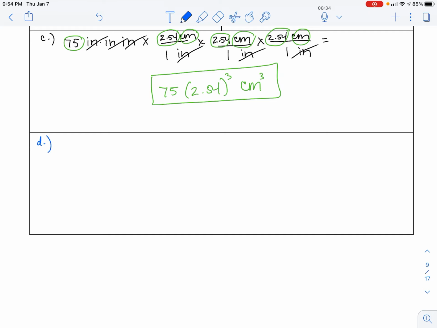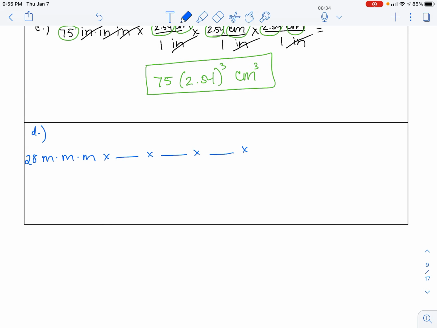Okay, so letter D says we're going to use 6-unit multipliers this time to convert 28 cubic meters. 28 cubic meters, so meters times meters times meters. 6-unit multipliers, 1, 2, 3, 4, 5, 6. 1, 2, 3, 4, 5, 6. Okay. And we're going to cubic inches. So we want to end with inches.